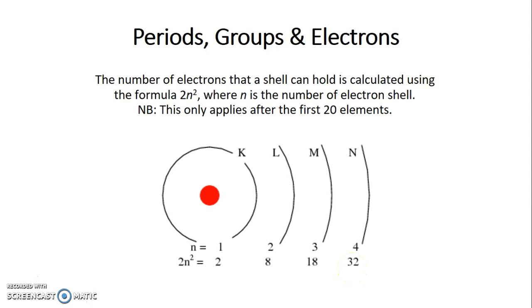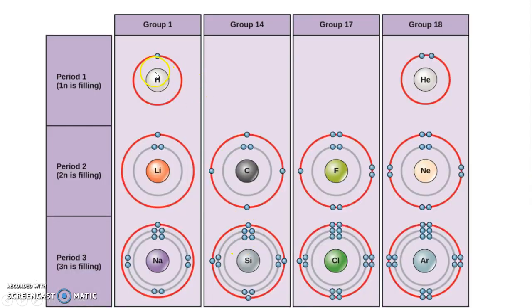Okay. The only other rule that's important to know is that the outer shell can't hold more than 8 electrons, and we're going to see this number 8 coming up again and again, and that'll make more sense to you as you go through. But this is the rule that you'll use to draw your Bohr models. Let's have a look at this in practice.